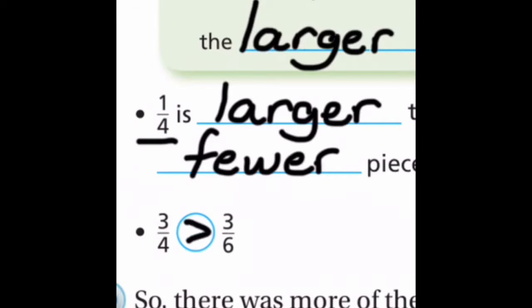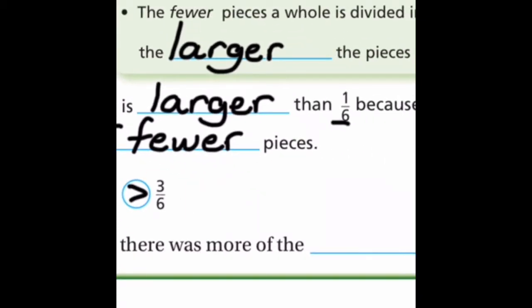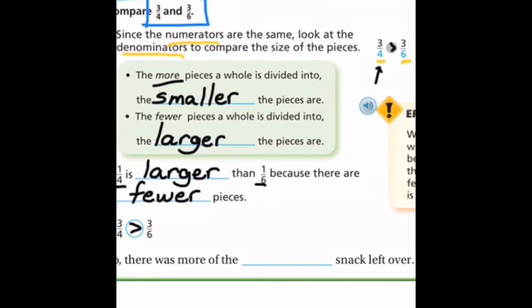So 3/4 is larger than 3/6. So there was more of the blank snack left over. Whatever had 3/4, that is the carrot snack. There was more of the carrot snack left over. C-A-R-R-O-T.